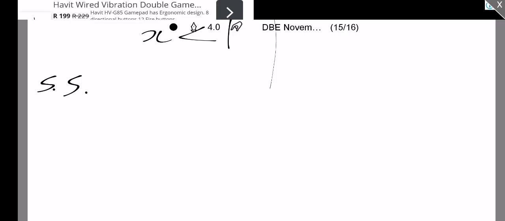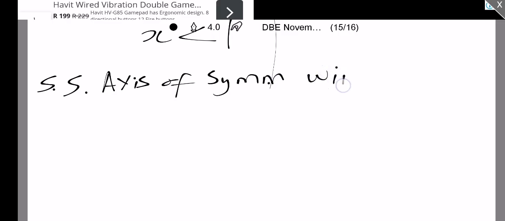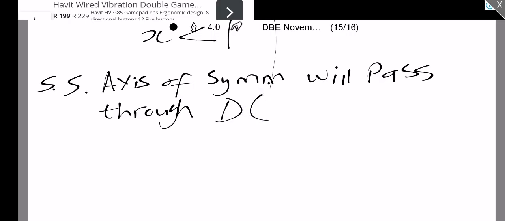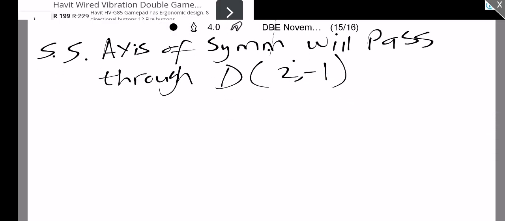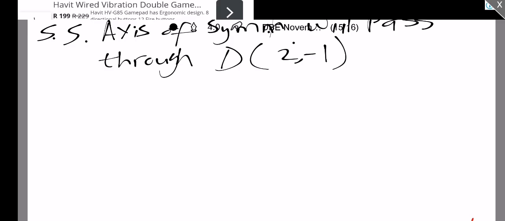So the axis of symmetry, like I've said, will pass through point D, which we determined was (2, -1). Since we have the point and we also have the gradient, we can easily determine the equation in this form: y equals mx plus c.